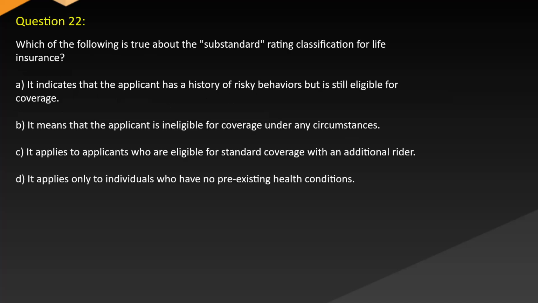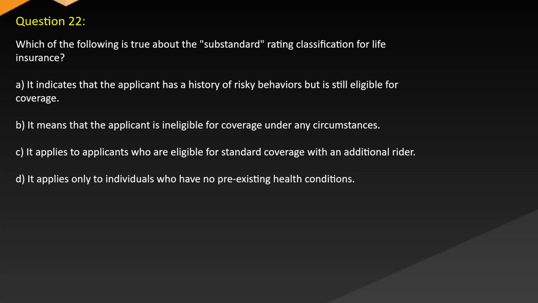Question 22. Which of the following is true about the substandard rating classification for life insurance? A. It indicates that the applicant has a history of risky behaviors but is still eligible for coverage. B. It means that the applicant is ineligible for coverage under any circumstances. C. It applies to applicants who are eligible for standard coverage with an additional rider. D. It applies only to individuals who have no pre-existing health conditions.